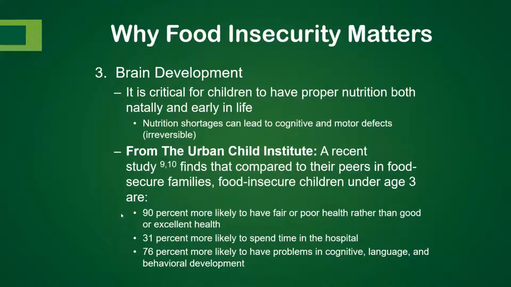It says that a recent study finds that compared to their peers in food-secure families, food-insecure children at age 3 are 90% more likely to have fair or poor health rather than good or excellent health, 31% more likely to spend time in the hospital, and 76% more likely to have problems in cognitive, language, and behavioral development.